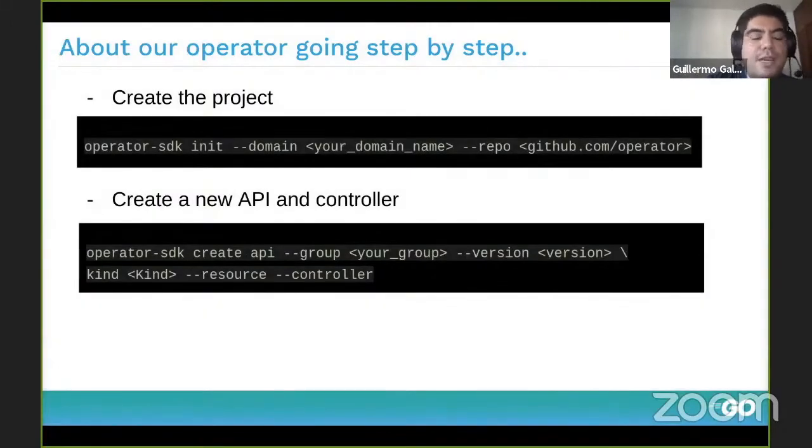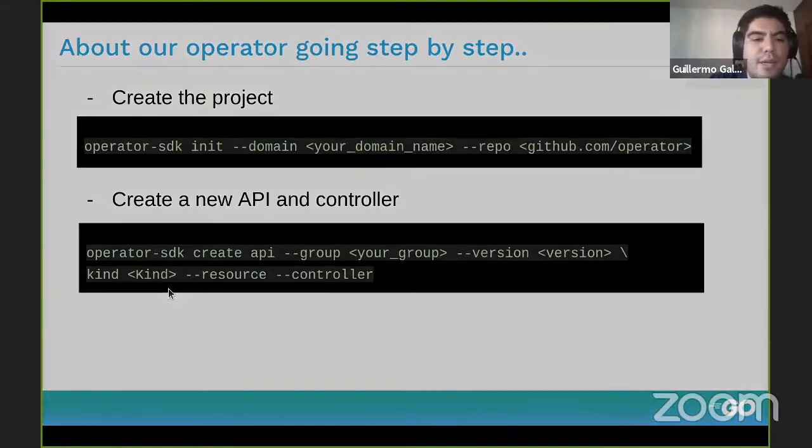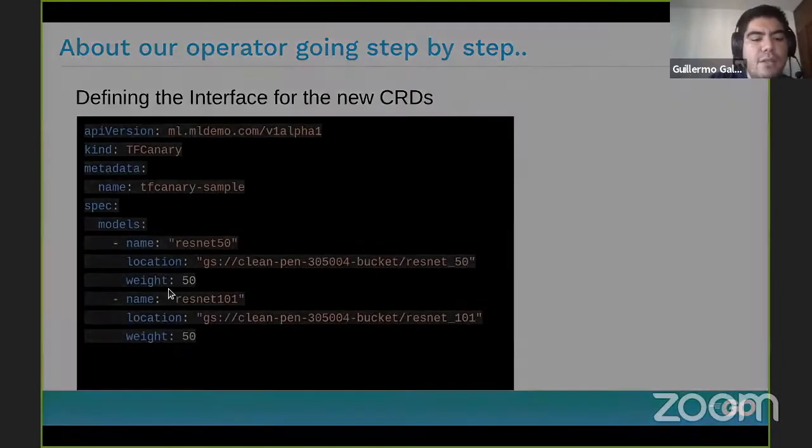So, well, these are our steps, just to let you know how easy it is. You just create the project, create the API and the controller. Here you define your group. It can be your core ML group or whatever. You define the version, very important, and the name of the kind. In this case, the kind was TF Canary.